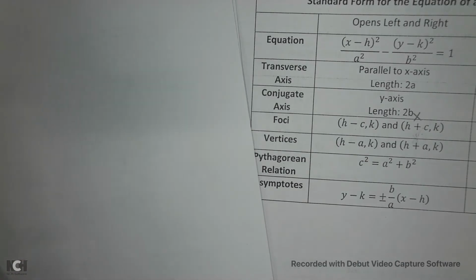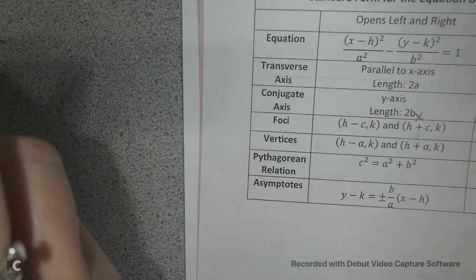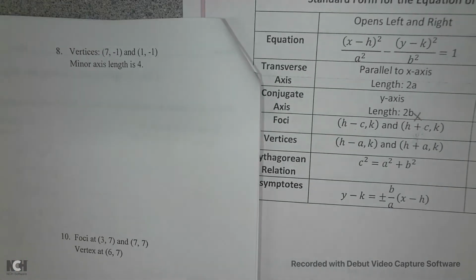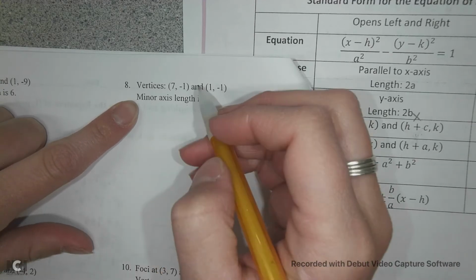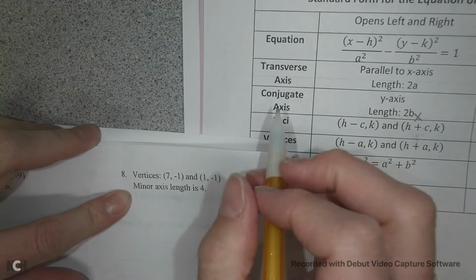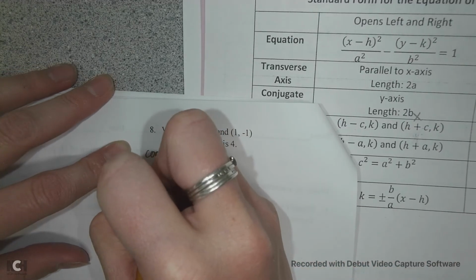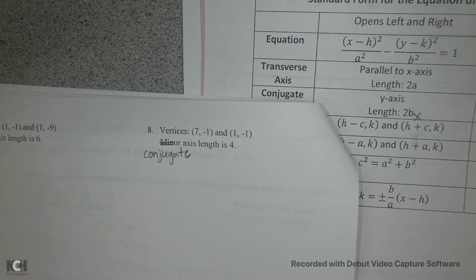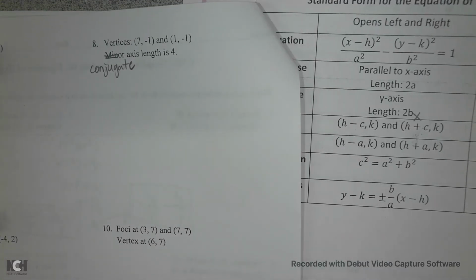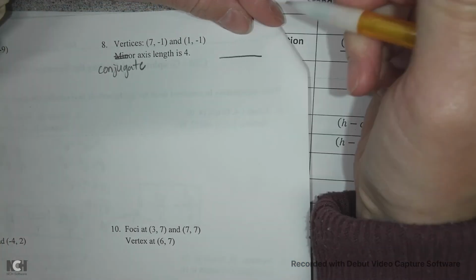Now, let's do this. So I'm going to change the directions a little bit on this guy. So this says my vertices, and this says that my minor axis. The minor axis is the conjugate axis, so we're going to change this to conjugate, because minor and major is usually associated with ellipses, so we're going to keep the hyperbola words with the hyperbola words. Okay, so again, pictures are very helpful, so that's what we're going to draw.